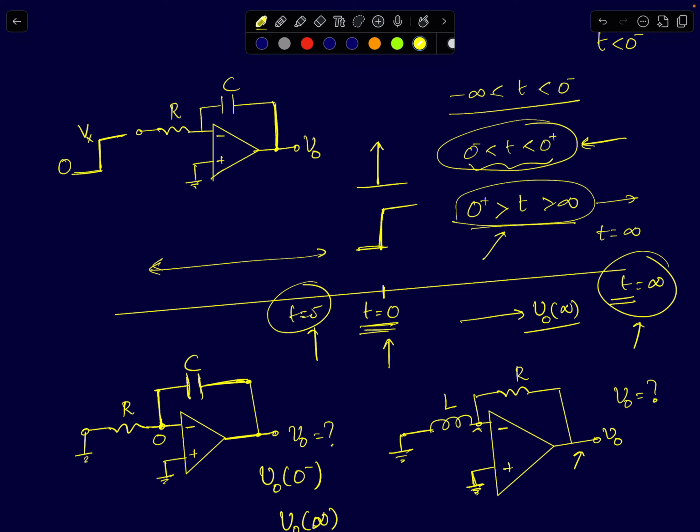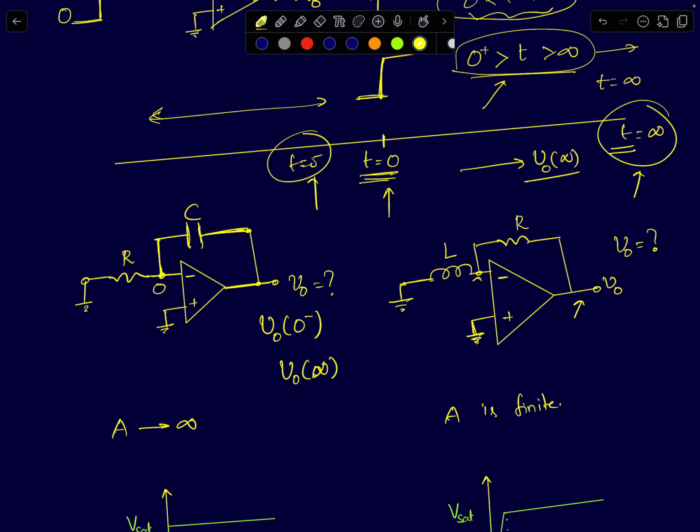Now in this lecture we'll try to take some simple differentiators and integrators and try to figure out: are there any rules, any simple design intuitions that are useful in predicting the behavior of the circuits at these two points, either at t equal to 0 minus or at t equal to infinity.